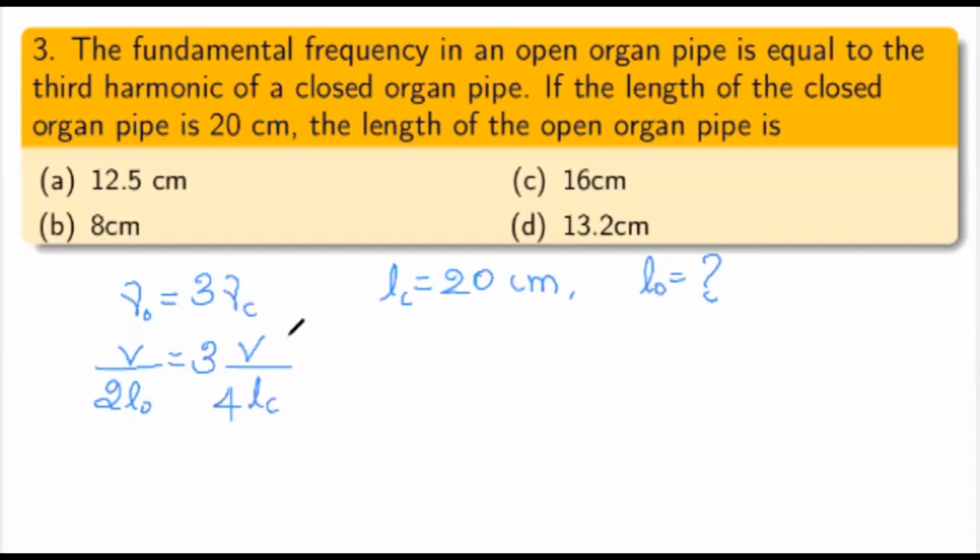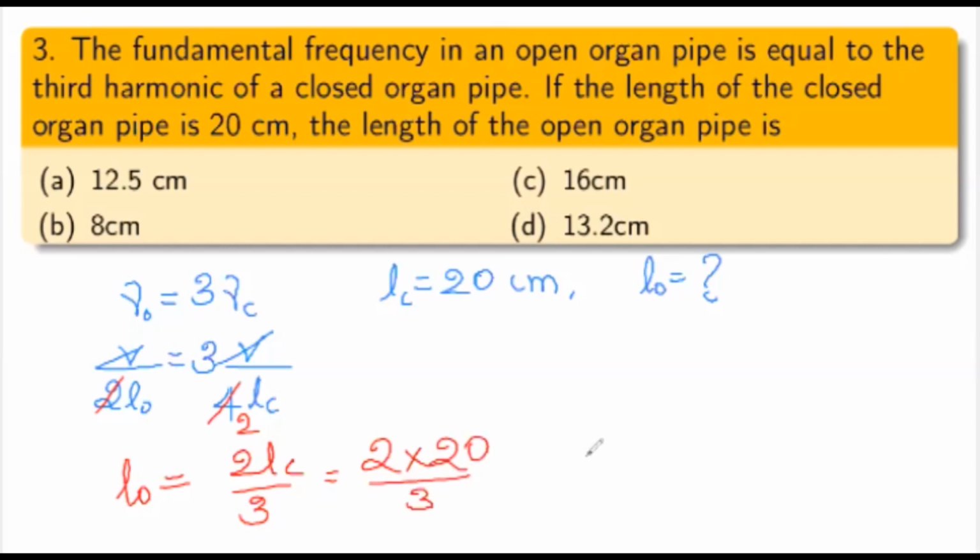So V and V cancel, and 2 and 4 leave 2 times. So L0 is equal to 2 times LC by 3. And what is 2 times LC? 2 into 20 divided by 3, that is 40 by 3 centimeters, which is 13.2 centimeters. So option D is correct.